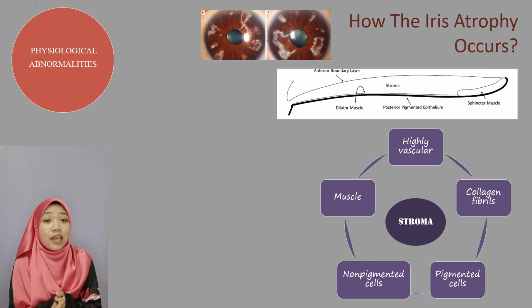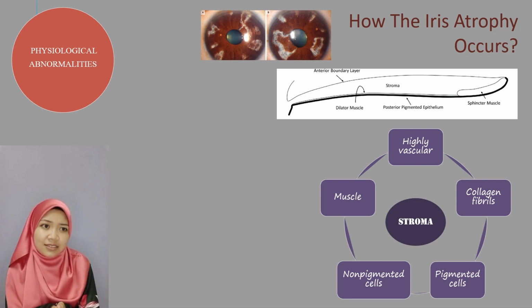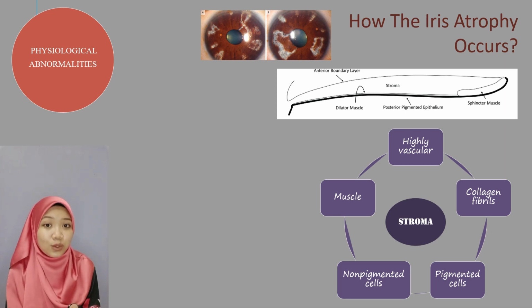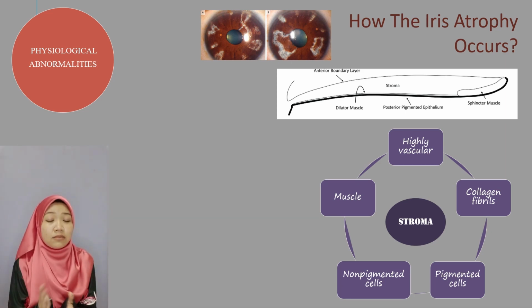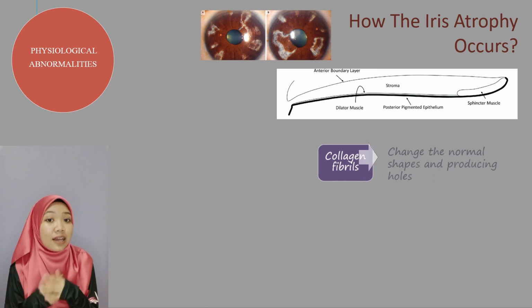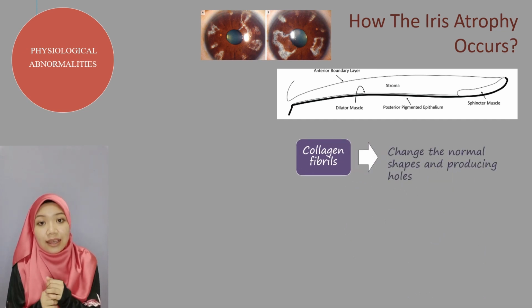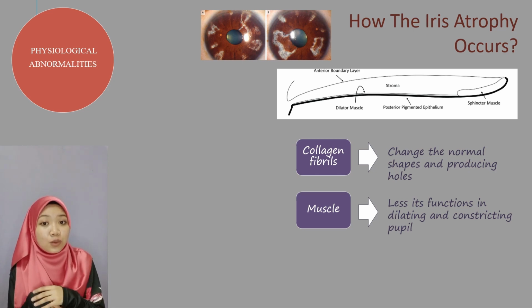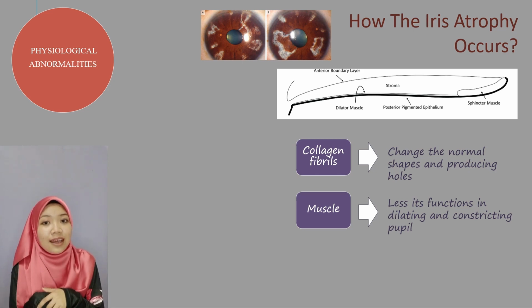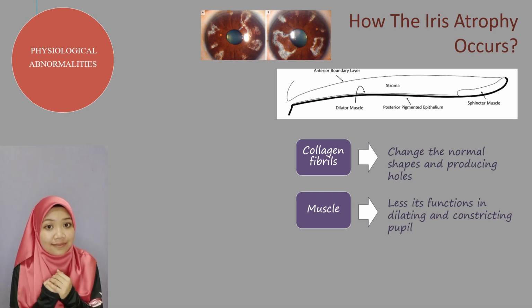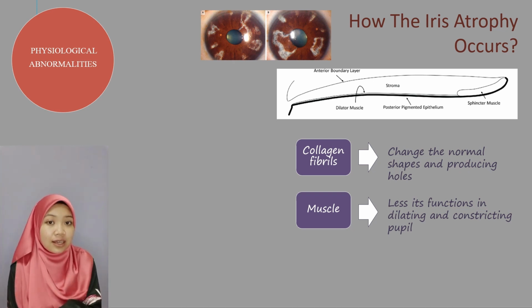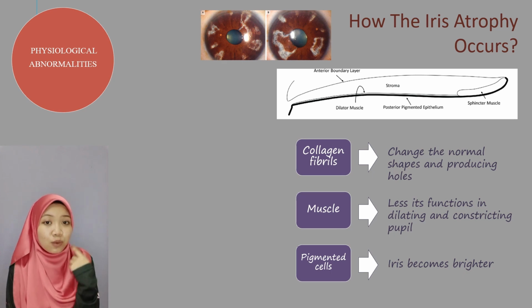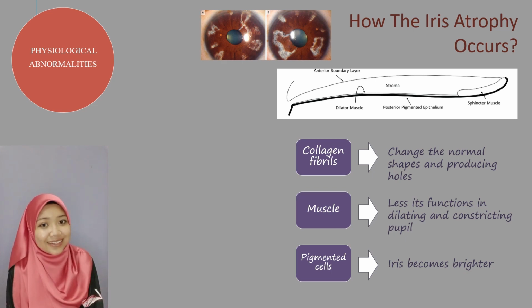So let's imagine, if the stroma is thinning, the important things in the stroma region will also be less functioning, right? For example, if the collagen fibers are decreased, the iris will be in irregular shapes and the holes are produced. Other than that, the muscles in our stroma region also can be less functioning and have difficulty to dilate and constrict our pupil, and it will affect our vision. And if the pigmented cells are decreased, a person will see his iris becomes brighter.